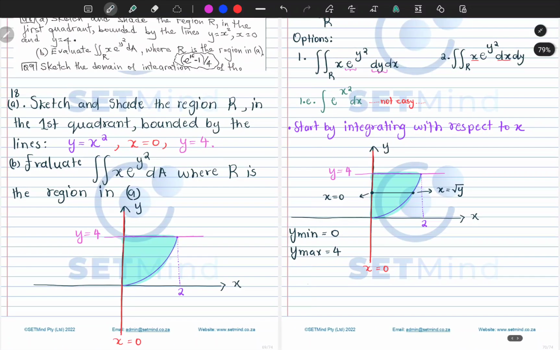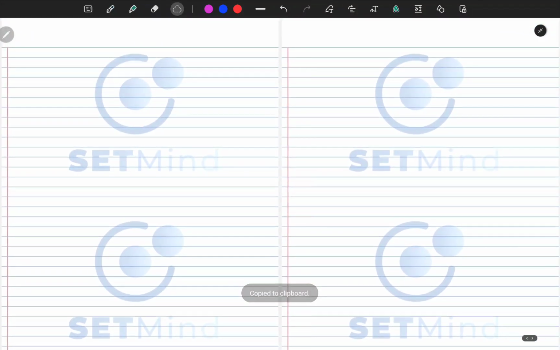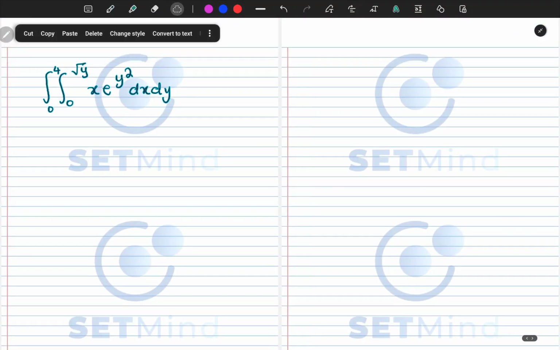So if you look carefully, this means that I'll have my double integration. The y will be outside, 0 to 4. And for the x, I will have 0 to square root of y, and then I will have xe to the power of y squared, I'm going to have dx dy. Now let's go to the next page and compute this integral and see if our life has been made easy in a way or another.